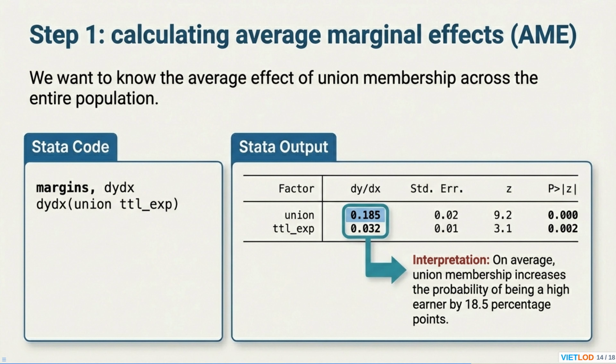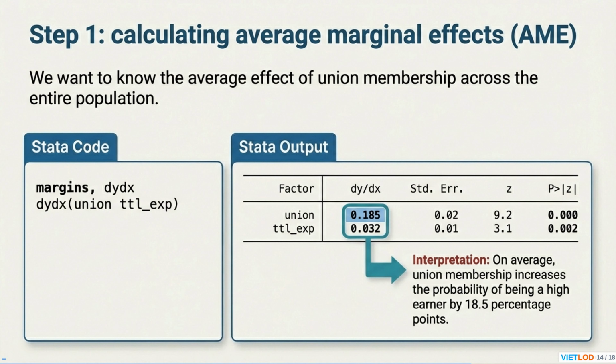Now that we've established our logistic regression model, our initial step in marginal analysis is to compute the average marginal effects, or AME. This calculation is essential for understanding the overall average effect of our predictor variables across the entire population within our dataset. We use the straightforward Stata command, margins, dydx(union ttlexp). The dydx option specifically instructs Stata to calculate the derivative, or discrete difference, for our variables of interest, union status and ttlexp, for total experience.